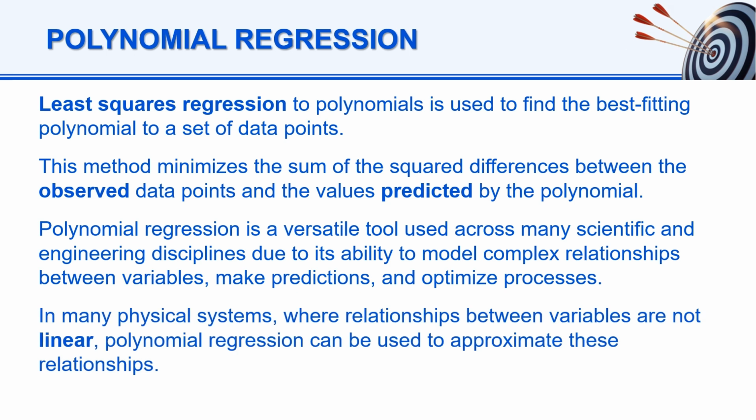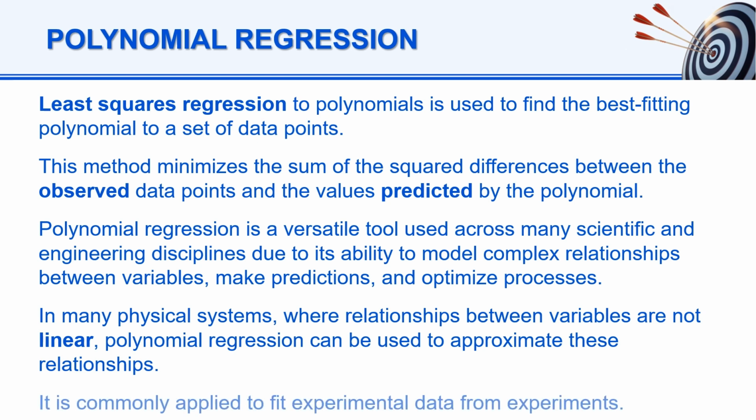In many physical systems, where relationships between variables are not linear, polynomial regression can be used to approximate these relationships. It is commonly applied to fit experimental data from experiments.